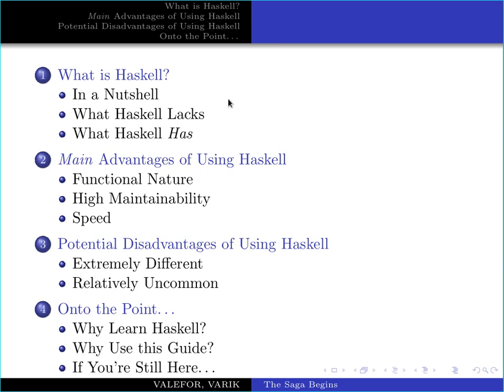This video will discuss what Haskell is, which includes a very brief description of the Haskell programming language, an overview of what Haskell lacks, and an overview of what Haskell has. We will also be discussing the main advantages of using Haskell, including the language's functional nature, the high maintainability of programs which are written in Haskell, and the speed of most Haskell programs.